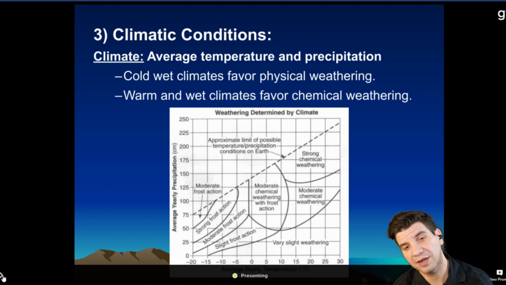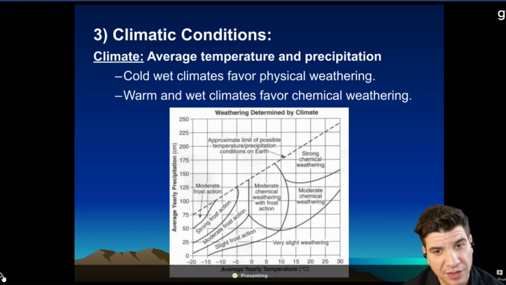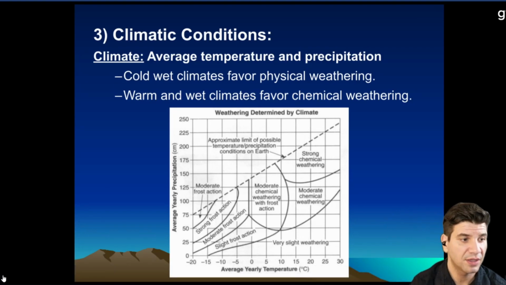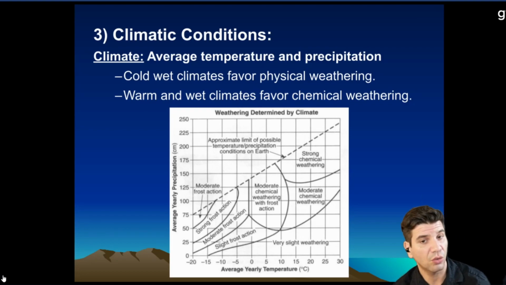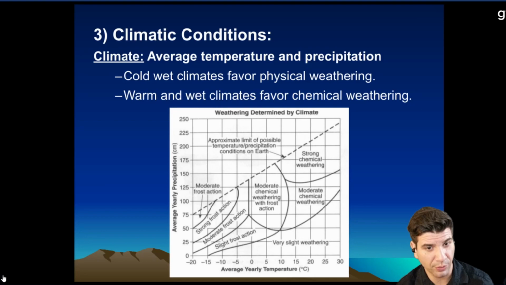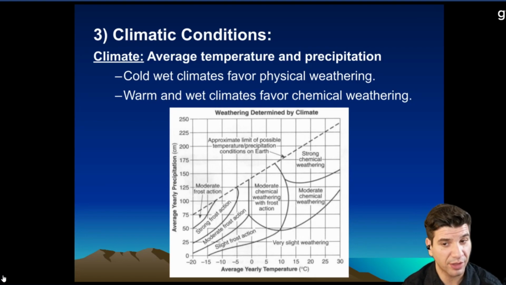And that brings us to today's real topic, which is climatic conditions. So, as we said, climate is the average temperature and precipitation for an area. Cold, wet climates have more physical weathering, also known as mechanical weathering. Warm and wet climates favor chemical weathering.